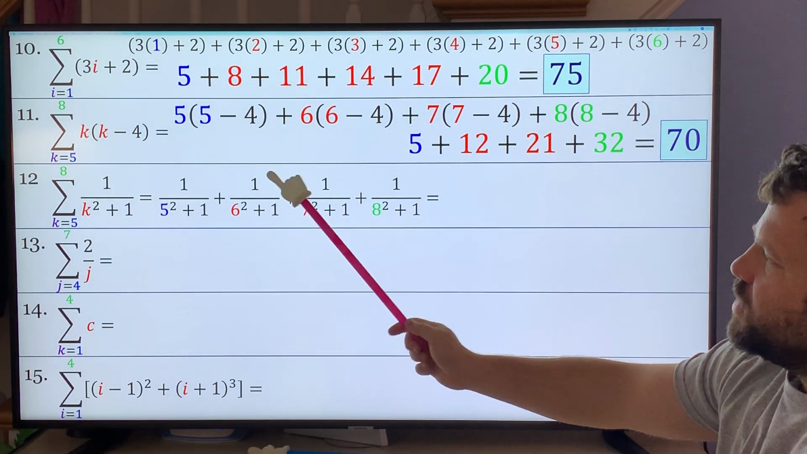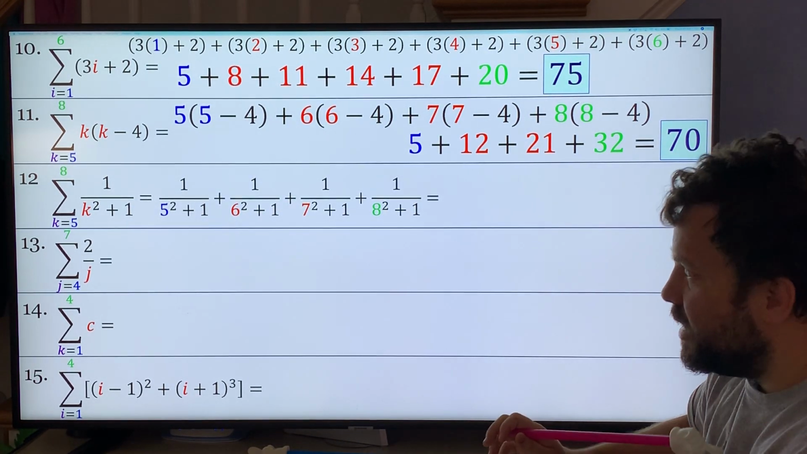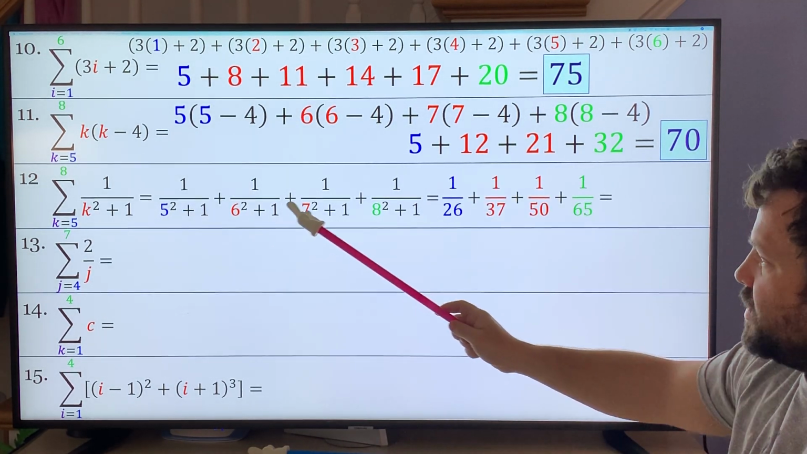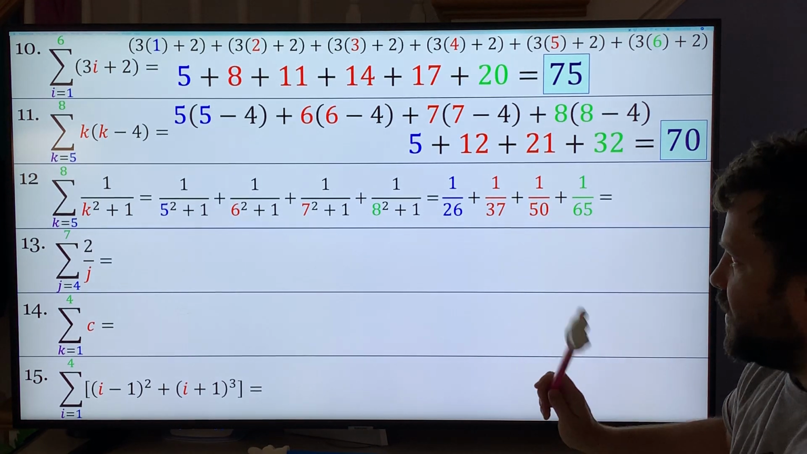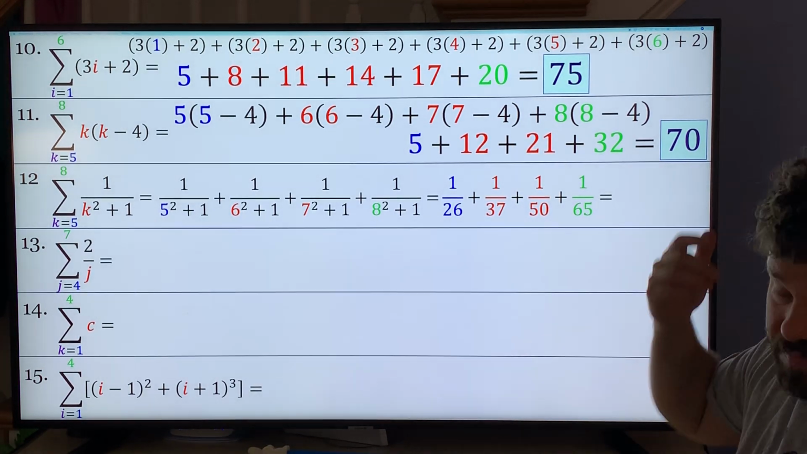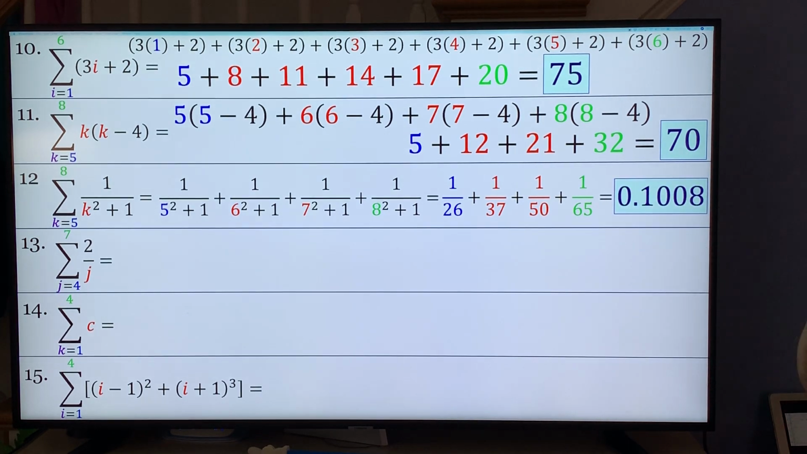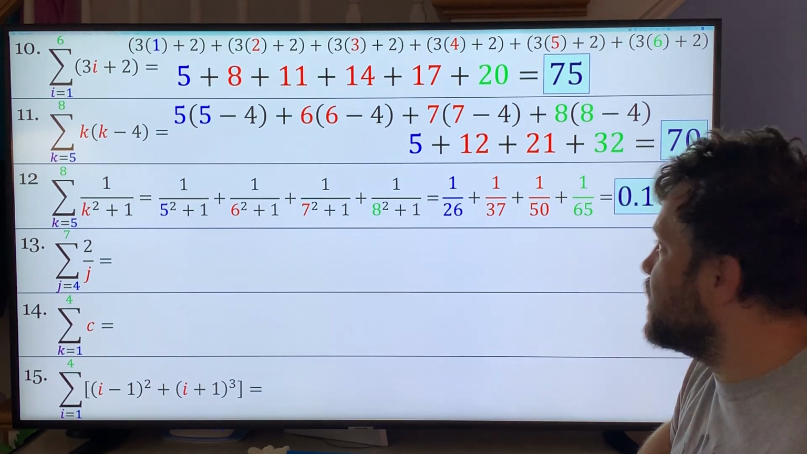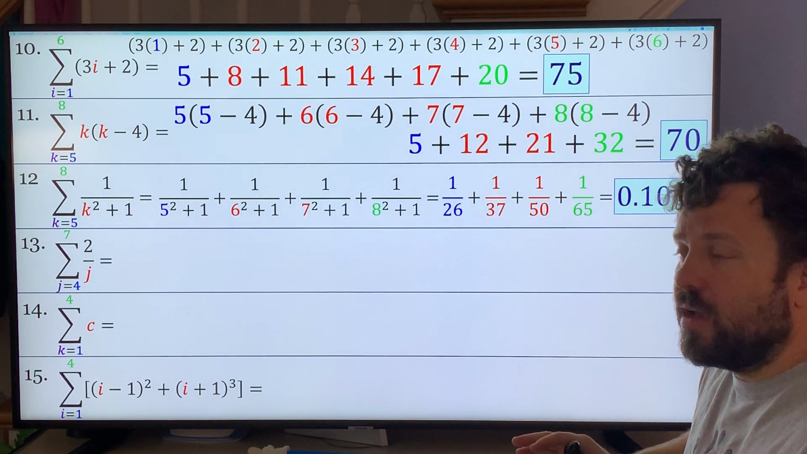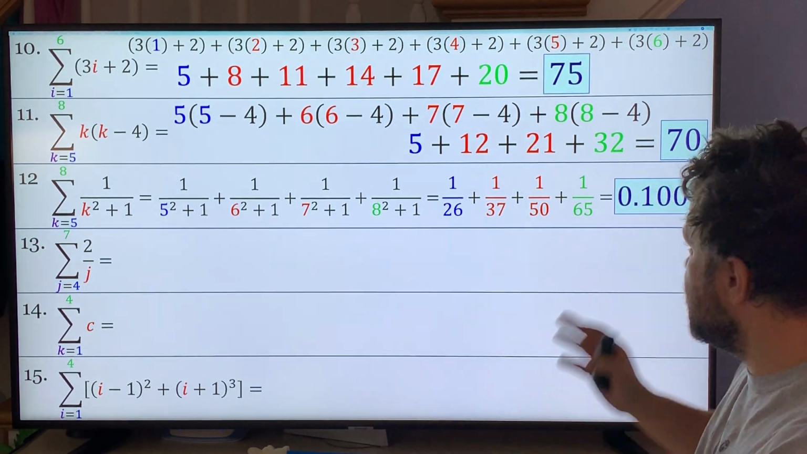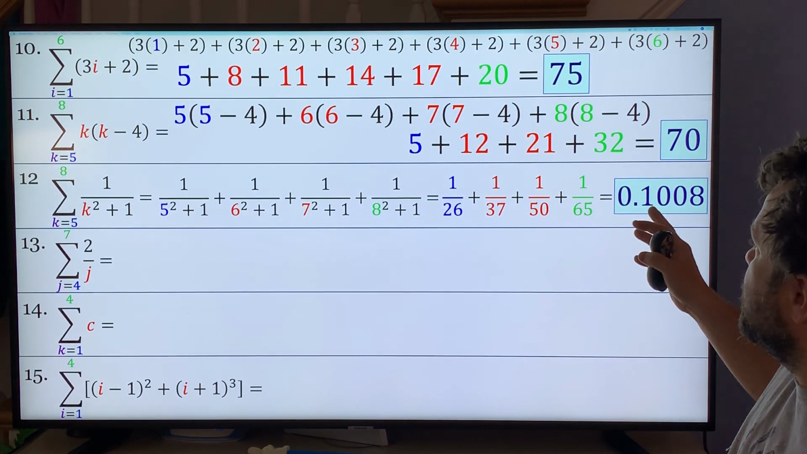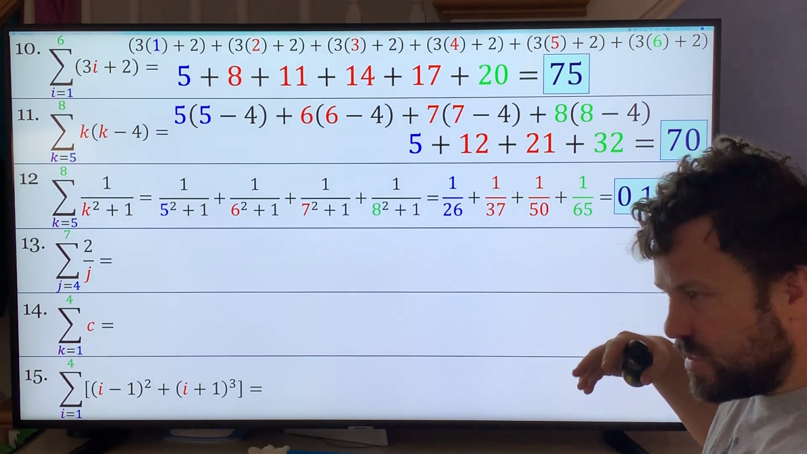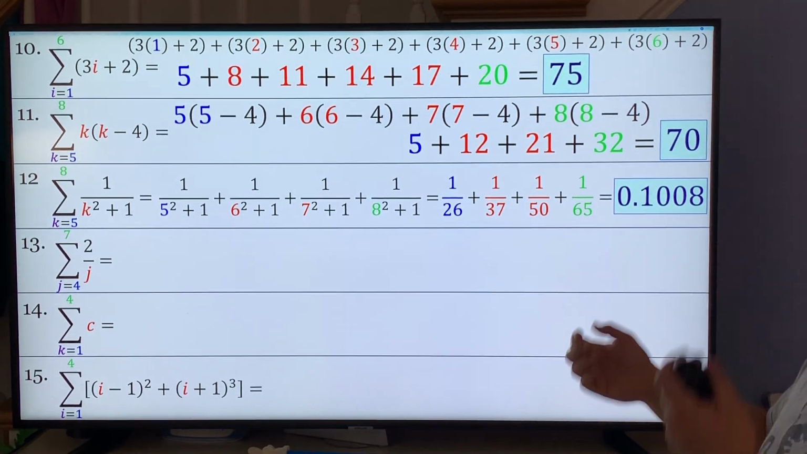All right, here we're going to go from 5 to 8. 1 over 5 squared plus 1, 1 over 6 squared plus 1, all the way to 1 over 8 squared plus 1. 5 squared is 25, plus 1 is 26, 37, 50, and 65. Calculator work, you get some decimal: 0.1008. I rounded to the 4th place just because that's how many spaces I have. That's like the 10,000ths. So this would be 1008 10,000ths. Make sure the TH is there, else it's 10,000.